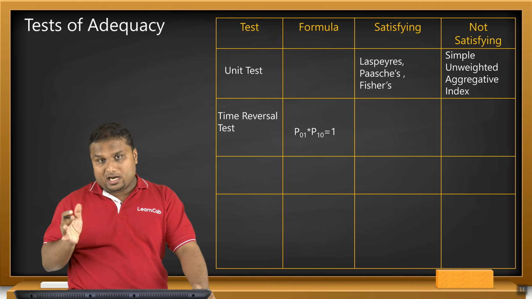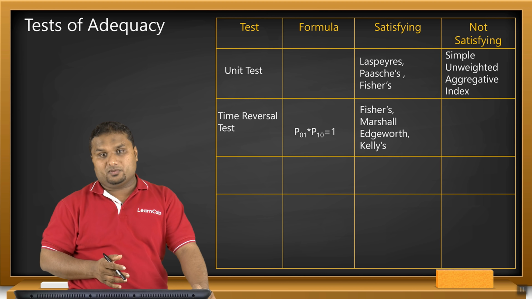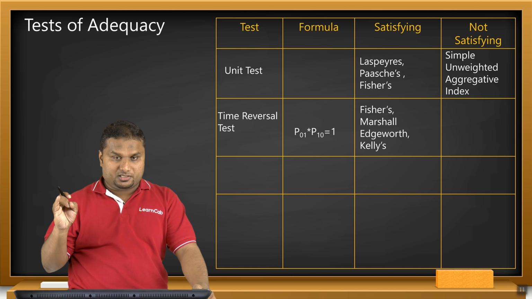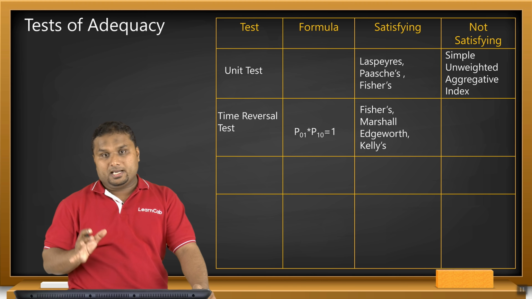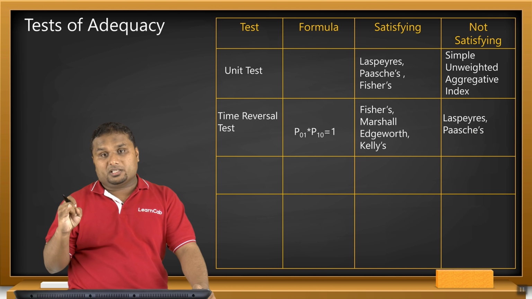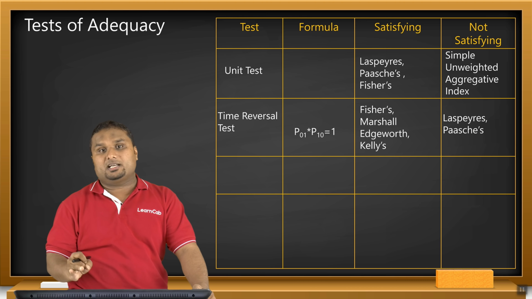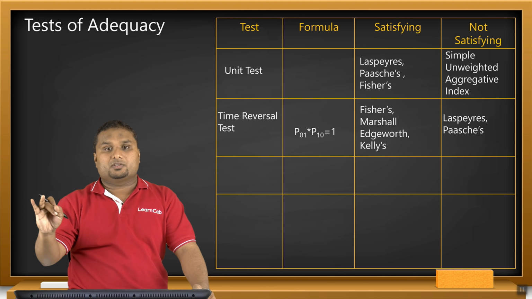And who is satisfying the time reversal test? Fisher's index number is satisfying. Actually, that is enough as far as your exam is concerned, but Marshall-Edgeworth is also satisfying. Kelly's index number is also satisfying. As far as your CA Foundation exam is concerned, even Fisher's is enough. And lastly, Paasche's and Laspeyres' methods are not satisfying the time reversal test.